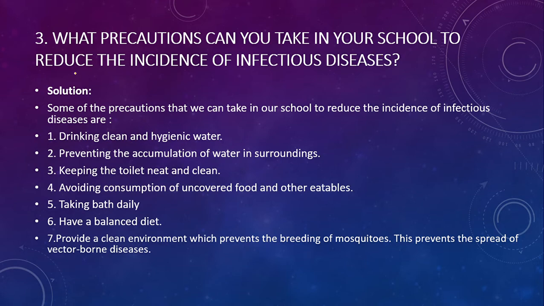Okay, the precaution that you can take in your school will reduce the incidence of the infectious disease. What are the precautions that you can take in a school that can reduce your incident of the infectious disease? So the precautions that you can take is so simple. You can drink a clean and hygienic water. You can prevent the accumulation of water in the surrounding of your school, right?